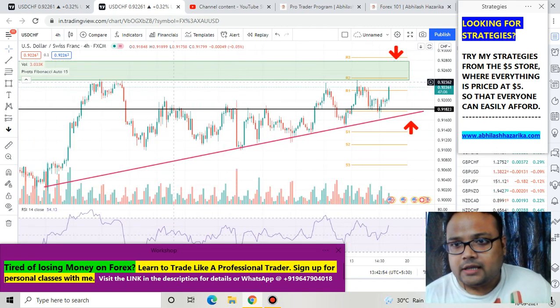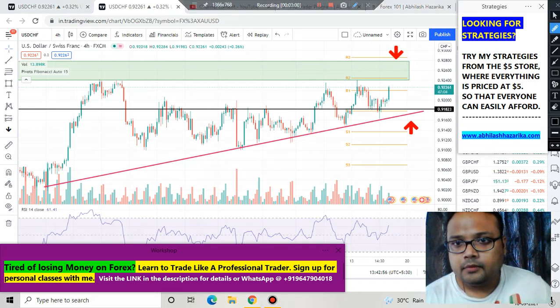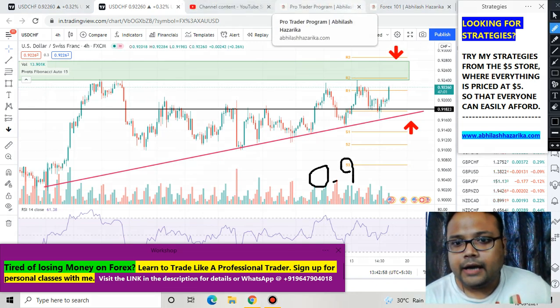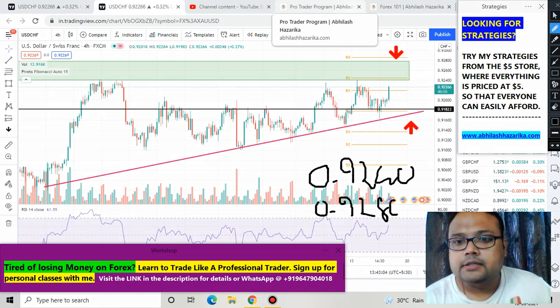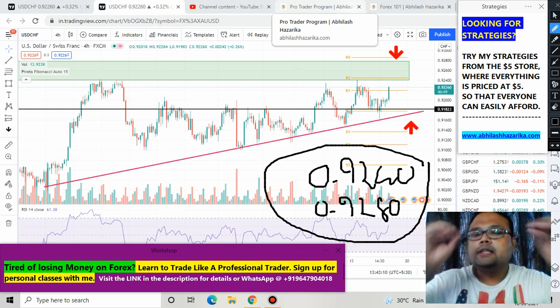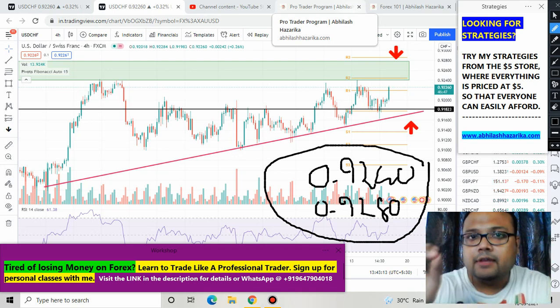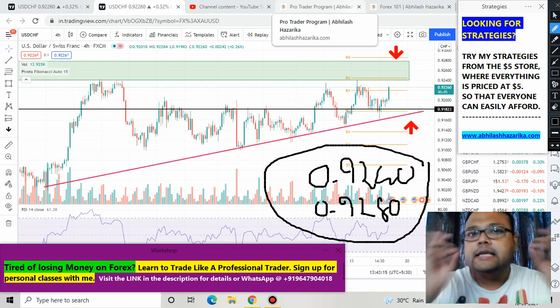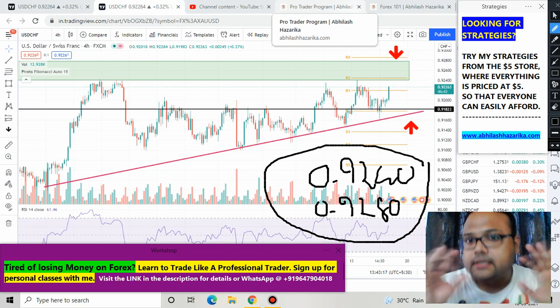So the resistance zone is 0.9240 to 0.9280. This is the resistance zone for the USD right now, because whenever the market is going up, it is facing selling pressure at this level. So in simple words, sellers are present at this level.